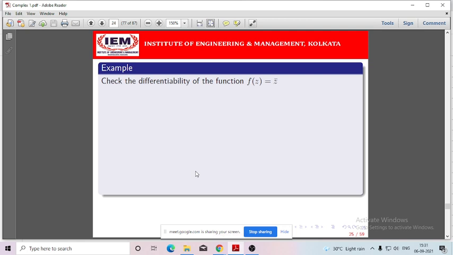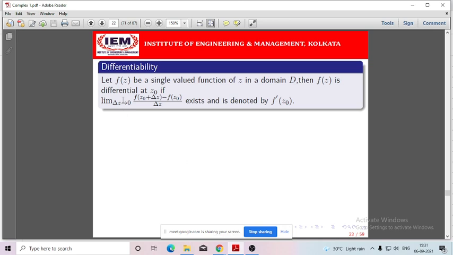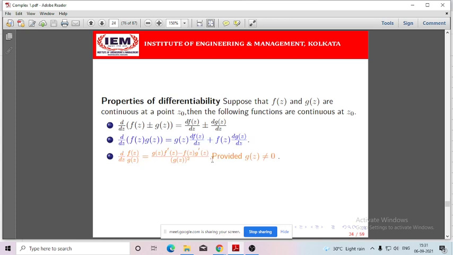Then we need to check the differentiability of the function fz equals z bar. If you are asked to check whether a given function is differentiable or not, then you need to take the help of the first principle. You did it in class 11 also, while you checked the differentiability of a function of one real variable. Similarly here also, if we are asked to check the differentiability of a given function of a complex variable, then we need to check by using the definition. So what is the definition? Our definition is this. By using this definition, we need to check whether this limiting value exists or not, whether this function is differentiable or not.